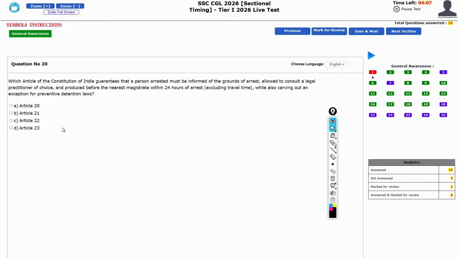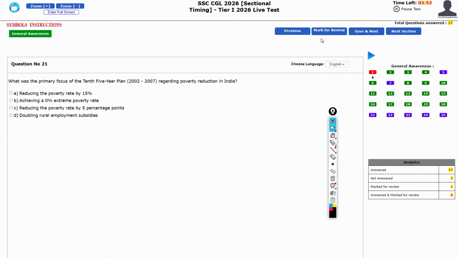Excluding travel time while carving out exception for preventive detention. If your Article 20 has these clauses where if a person gets arrested, then he has to be brought in front of a magistrate. What was the primary focus of the 12th? So second last, or rather the 10th.